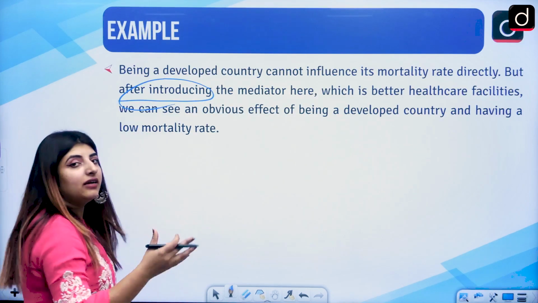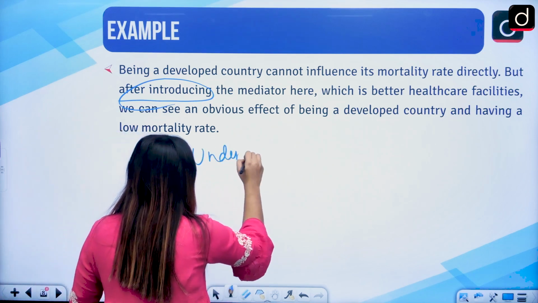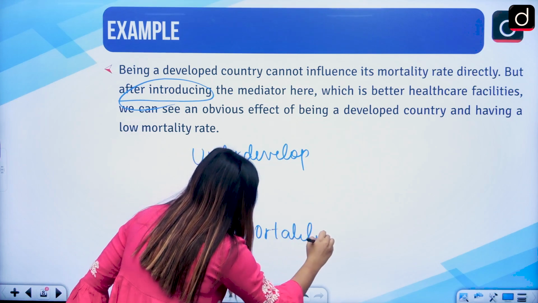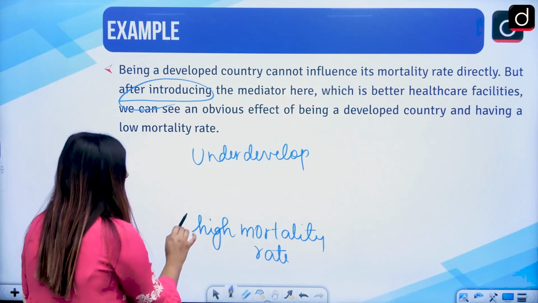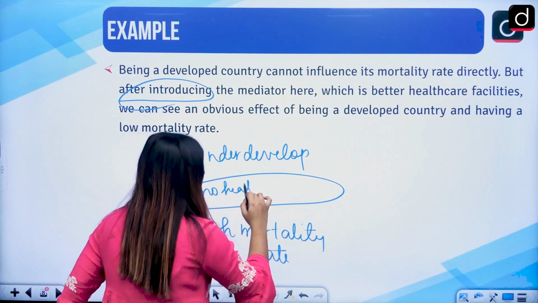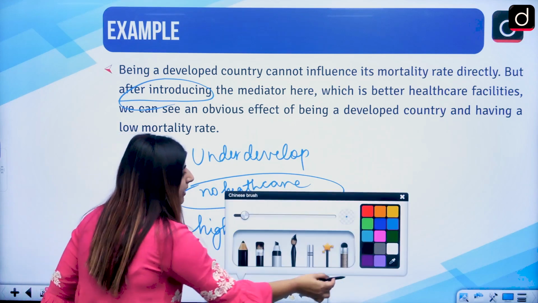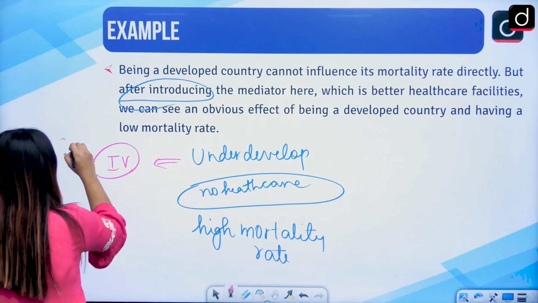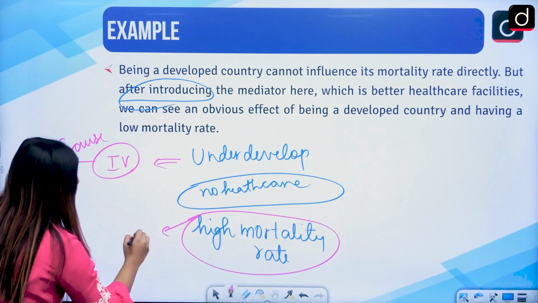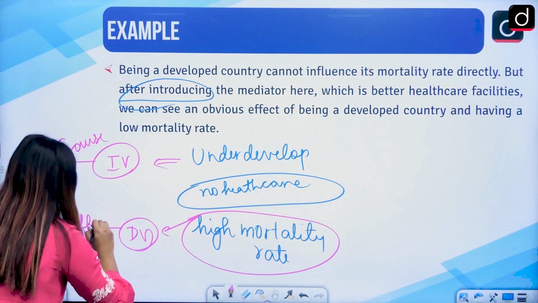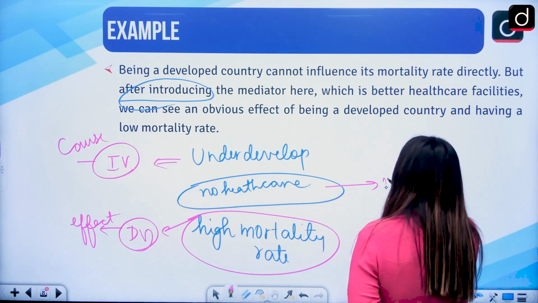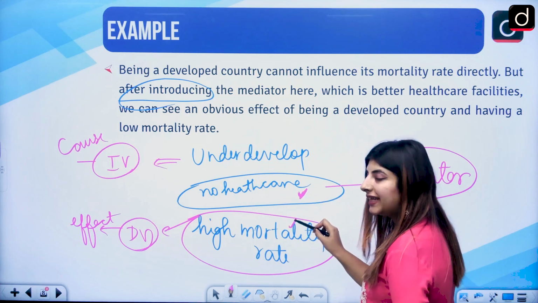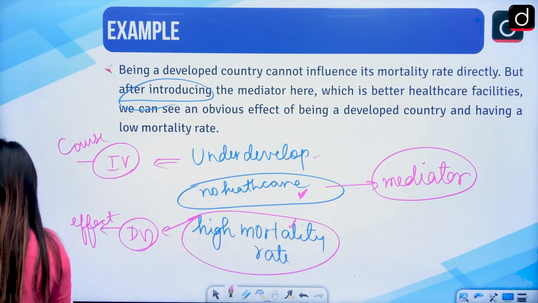Another example here I could give you is that in the developing countries, or let's just say in the underdeveloped countries, they have high mortality rate, right? Because of the fact that here no healthcare facilities are there. That is why people are dying on a larger scale here. So here underdeveloped countries will be the independent variable, which is the cause, and high mortality rate will be the dependent variable, eventually the effect. And no healthcare is the mediator variable here, because it is telling us that because of no healthcare, people are dying at a larger scale in the underdeveloped countries because they don't have the sources to provide for better healthcare, right?